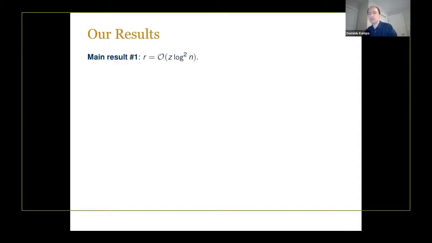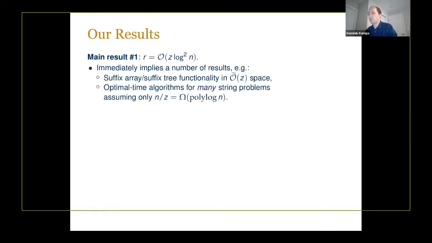We are now ready to state our results. Our first main result is that Burrows-Wheeler compression can be bounded up to log factors in terms of Lempel-Ziv compression. So now we know they're essentially equivalent. We really only have 2 compression methods rather than 3. This immediately implies a number of other results. For example, it proves that we can support powerful suffix array and suffix tree queries in space close to O(Z).